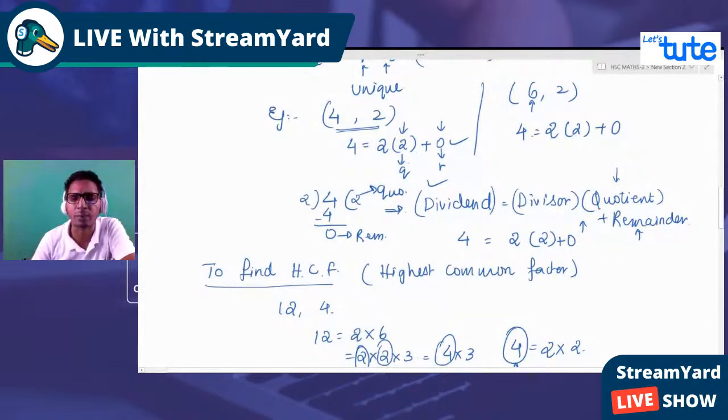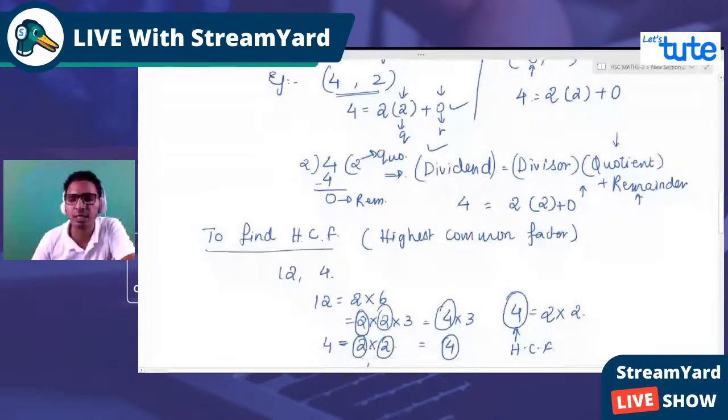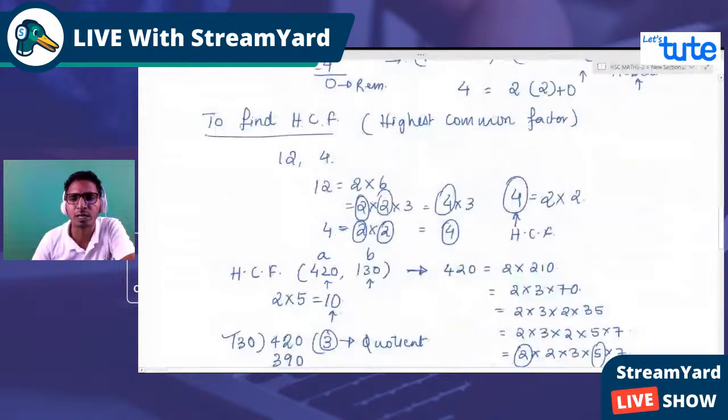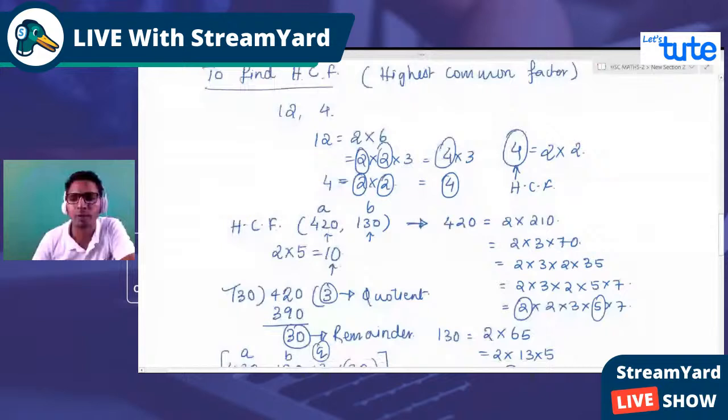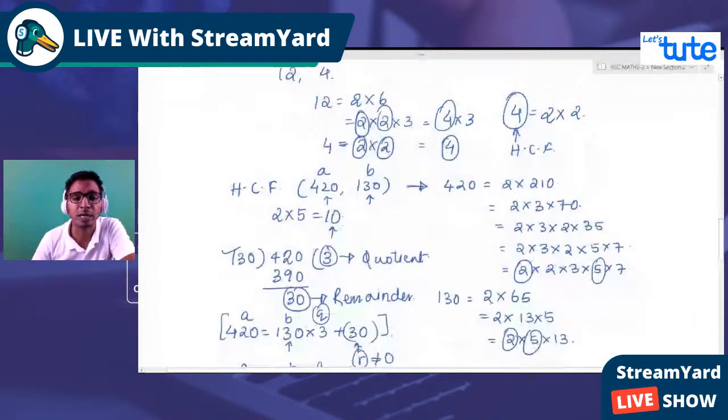And we have seen how to find HCF using Euclid's lemma. We already had one method of finding prime factors, seeing the common ones, and multiplying the common prime factors from both numbers to get the HCF. That is the basic one.